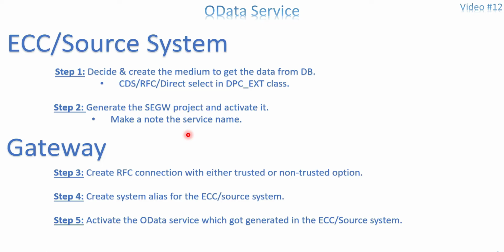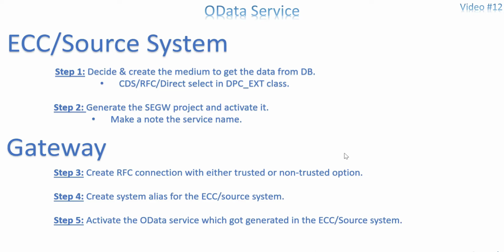And after that, it's the same: activate the OData service which got generated in ECC or your source system. Clear? So these are the steps to be followed. I will show you the same considering two different systems. Okay, let's go into the system.